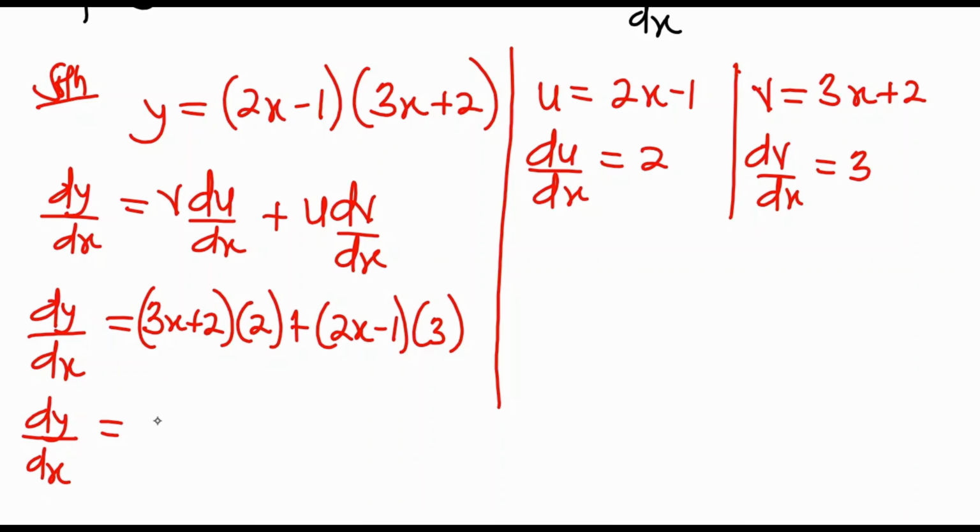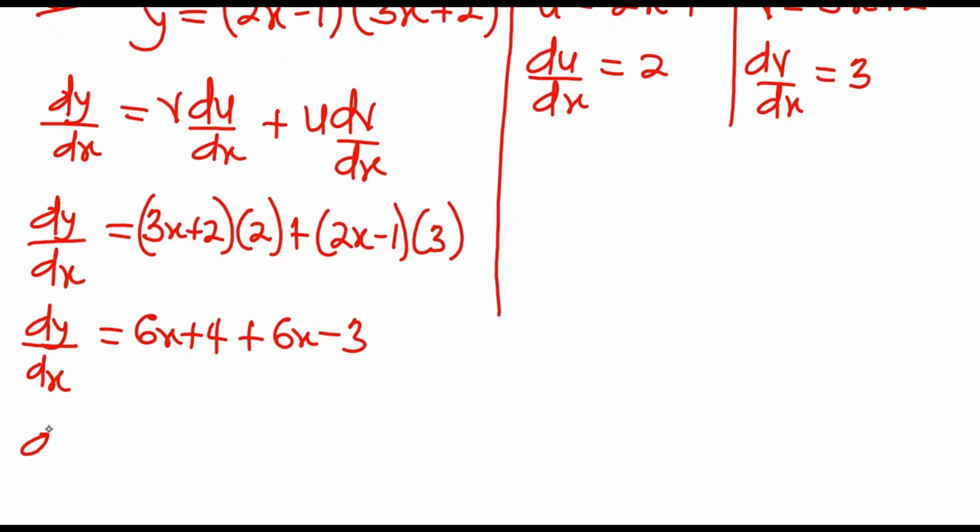So 2 by 3x gives us 6x, 2 by 2 gives us plus 4, and then we have plus 3 by 2x gives us 6x, and then 3 by negative 1 gives us minus 3. So we can simplify, and then here we have dy/dx to be equal to, so you can see 6x plus 6x gives us 12x, and then 4 minus 3 gives us plus 1.